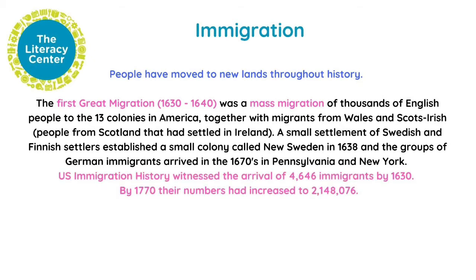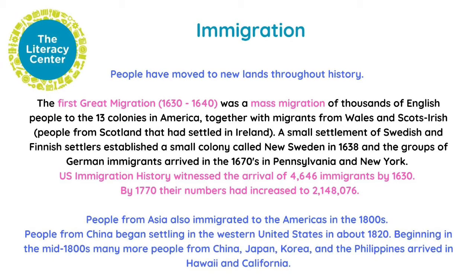US immigration history witnessed the arrival of 4,646 immigrants by 1630, and by 1770 their numbers had increased to 2,148,076.